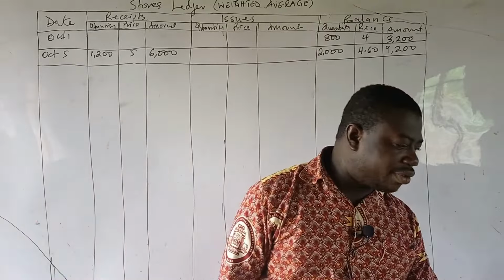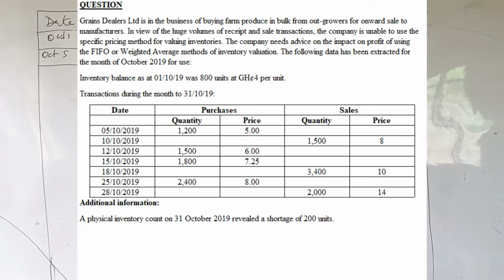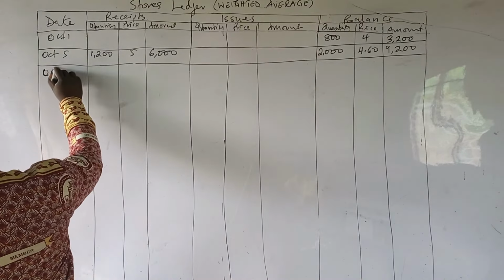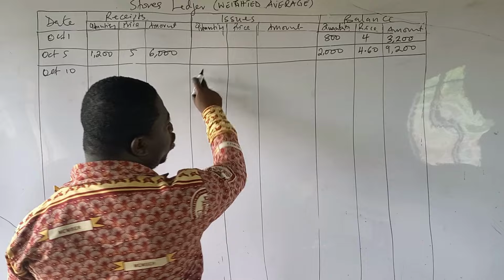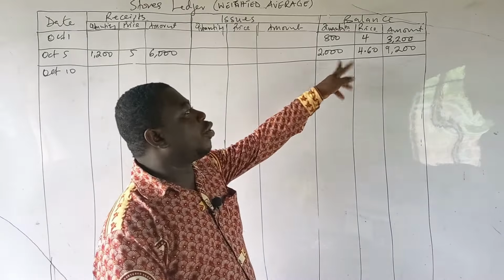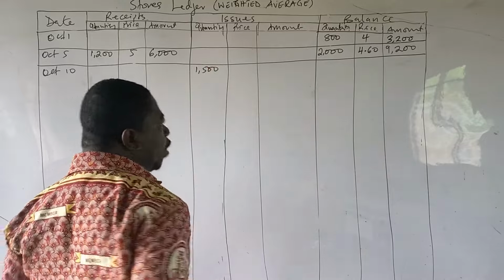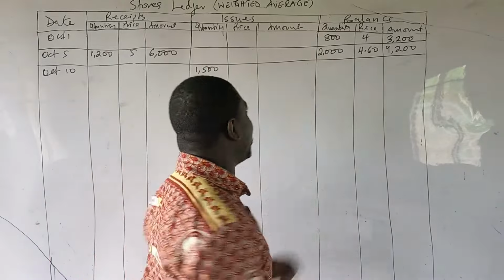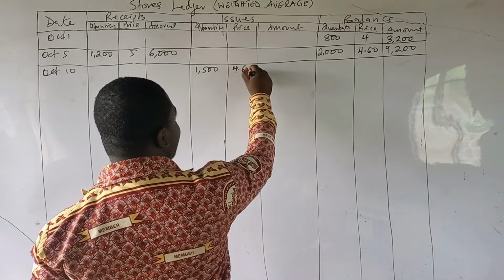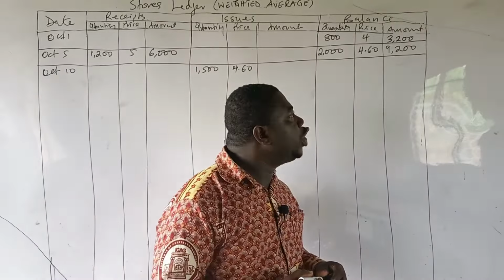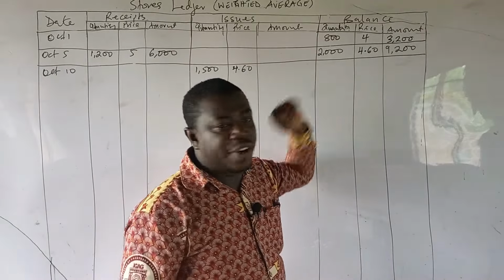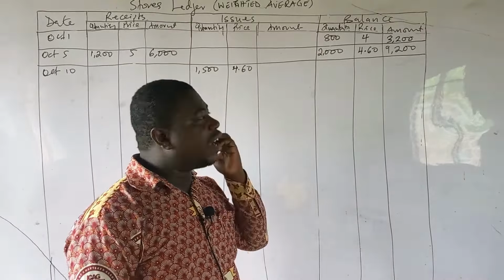So let's look at the next transaction. The next transaction is on the 10th, which is a sale of 1,500. So that is an issue. So on October 10th, there was an issue of 1,500. But because it is already combined, we are not going to do any first in, first out. So we issue out 1,500 at this unit price of 4.6. That is the meaning. So we are going to issue at the prevalent and updated weighted average price.